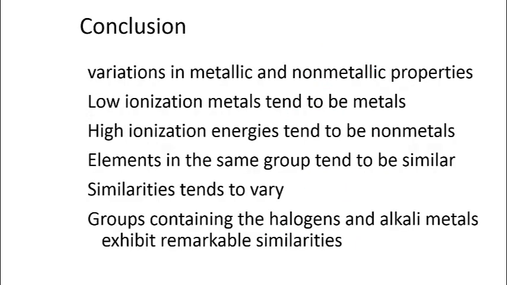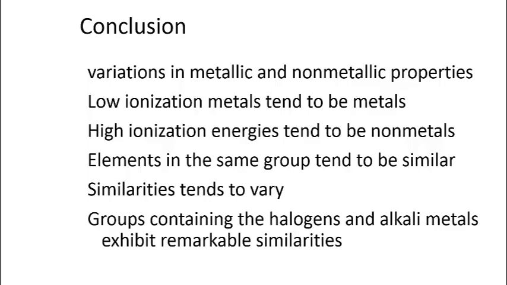To conclude, in this lesson we investigated chemical and physical properties that are associated with main group elements. These variations of metallic and nonmetallic properties can be explained in part by the ionization energies of the corresponding atoms. Elements that have low ionization energies tend to be metallic in nature, whereas elements with higher ionization energies tend to be nonmetallic in nature.